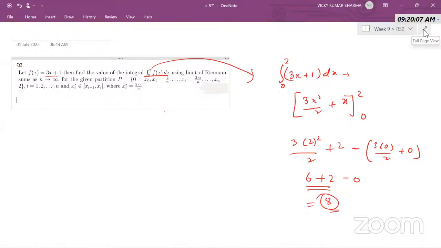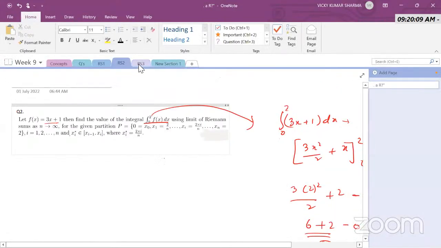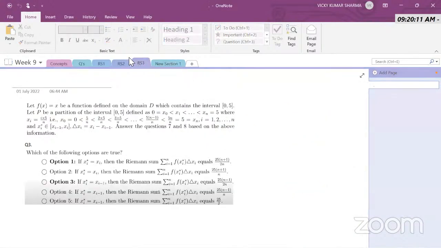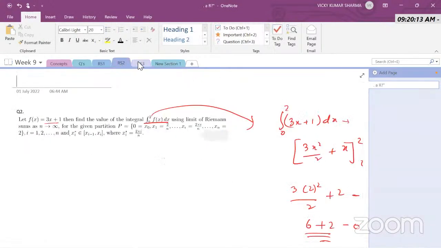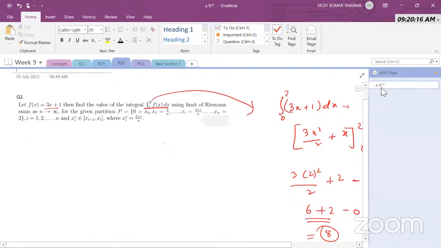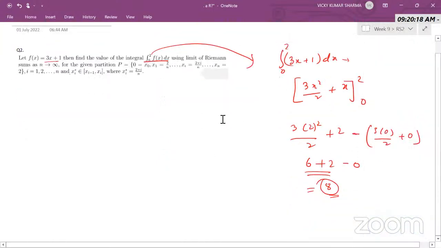No problem. Okay. So now, having known this, whenever the limit n tends to infinity is given, then we will use the normal integration. Yes. Okay. So could we use the Riemann sum also once and check this out?